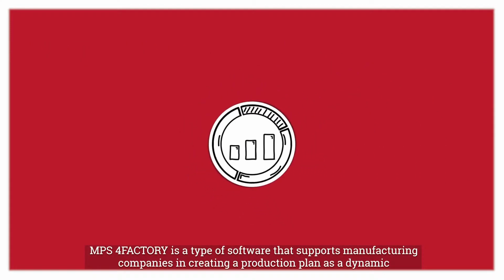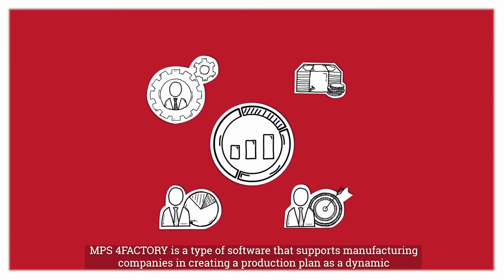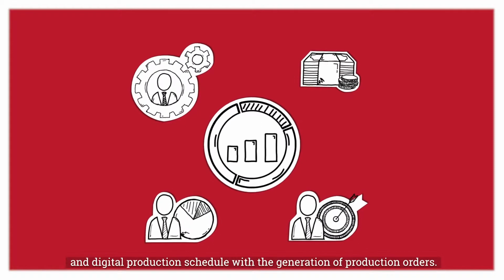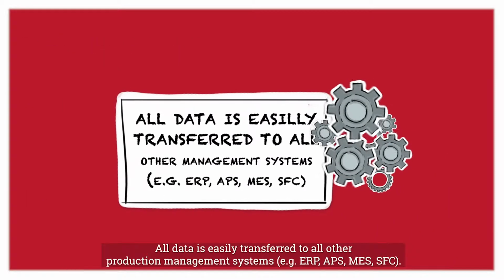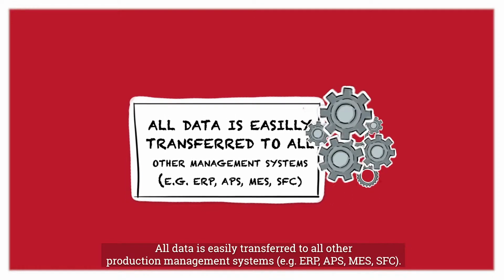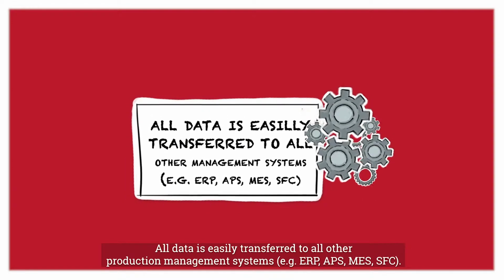MPS for Factory is a type of software that supports manufacturing companies in creating a production plan as a dynamic and digital production schedule with the generation of production orders. All data is easily transferred to all other production management systems, for example, APS, MES, SFC.